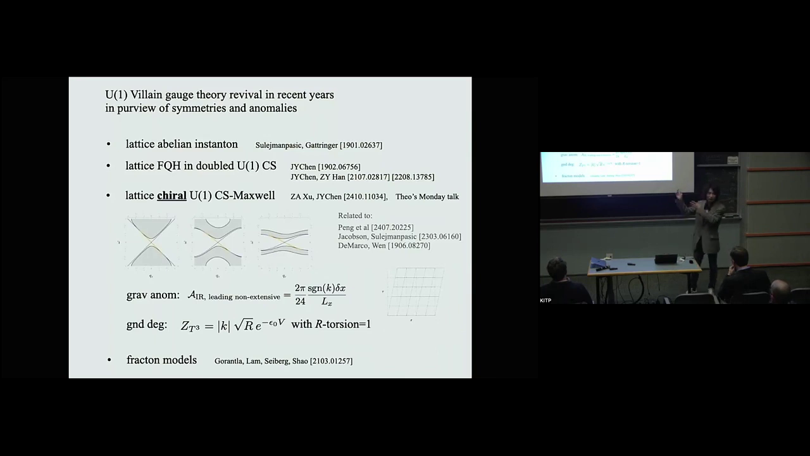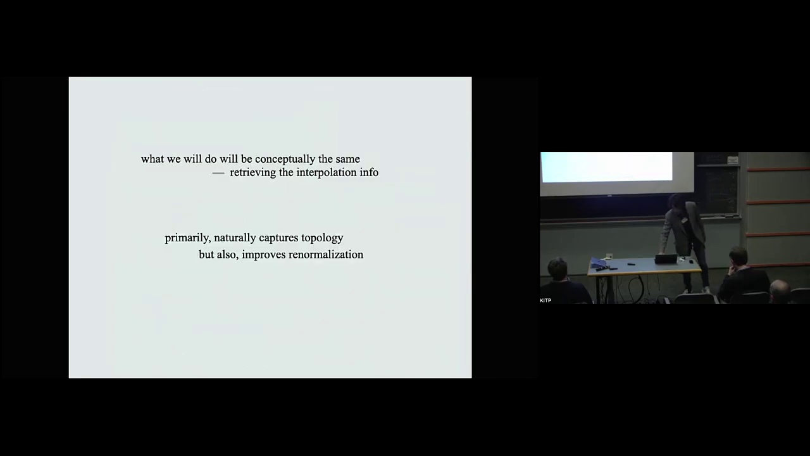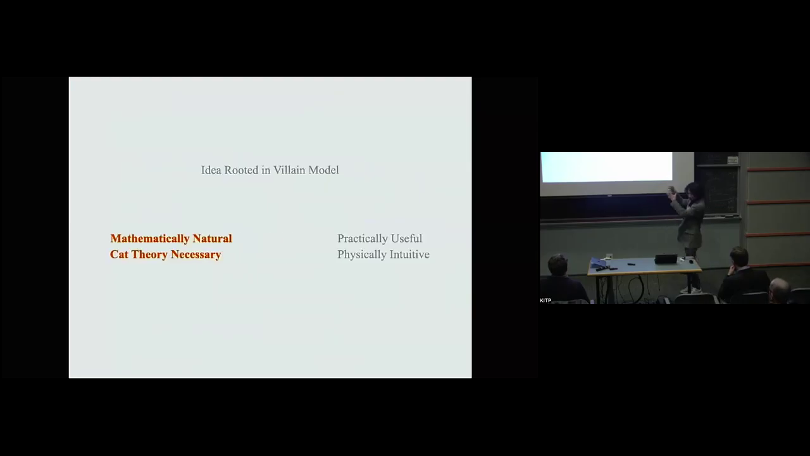We already see that it led to the important discovery of BKT, and it's useful for many other things. And what we'll do in the following is conceptually the same, retrieving the interpolation information effectively. And primarily, our purpose was to naturally capture the topology. But what we get as a bonus is that it also facilitates the renormalization for very intuitive reasons. So now let's distill the philosophy from the Villain model and see how it can develop into a mathematically natural framework and why categories become necessary.